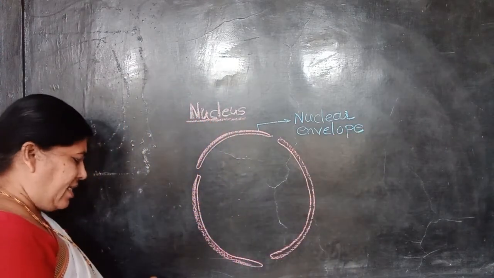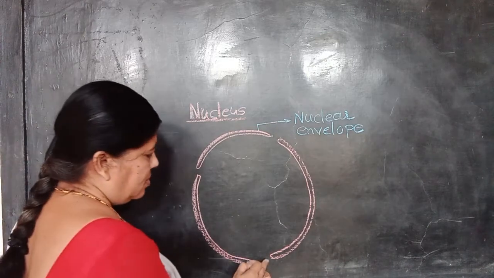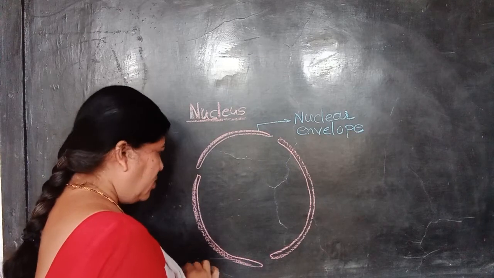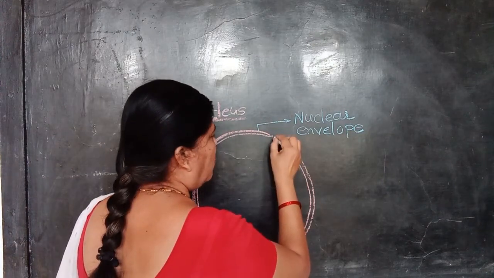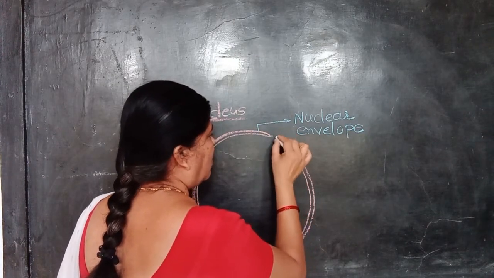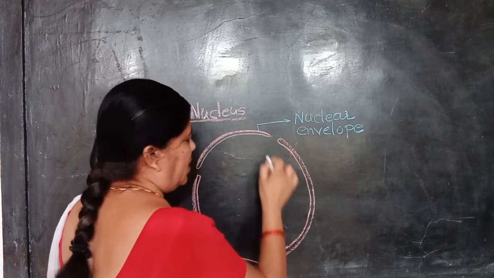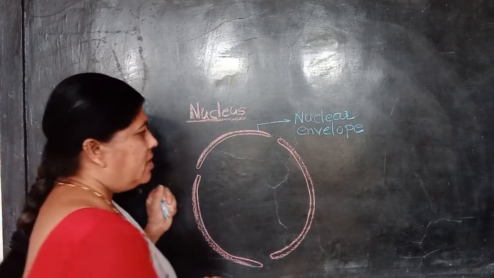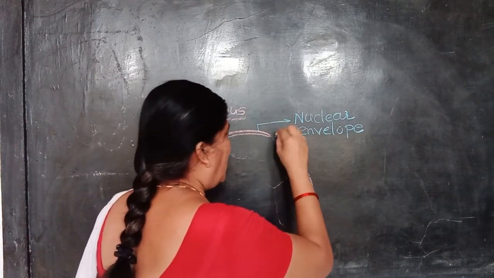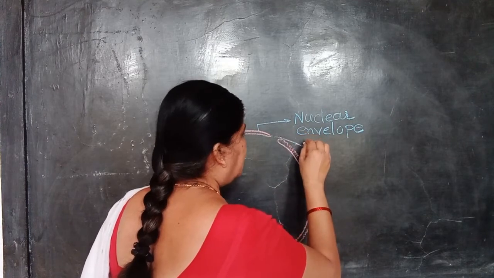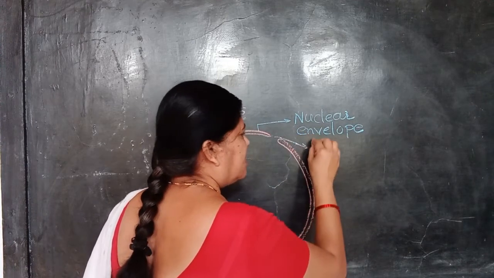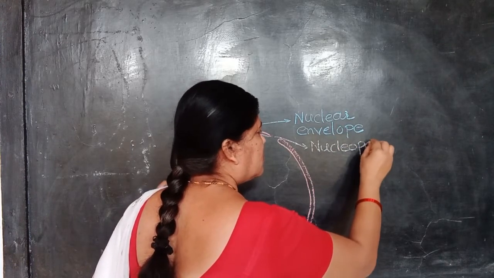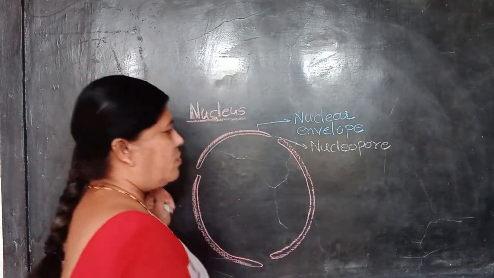Nuclear envelope has small pores, and these pores are called nucleopores. See, this is a pore, this is also a pore, this is also a pore, present in the nuclear envelope, and all these pores are called nucleopores. Nucleopores, plural; singular, nucleopore.